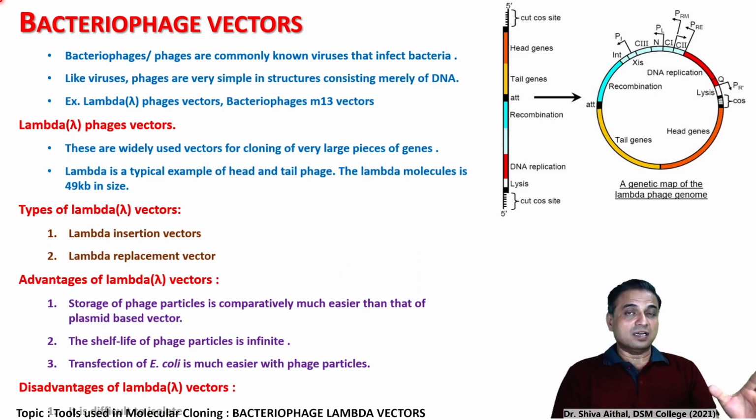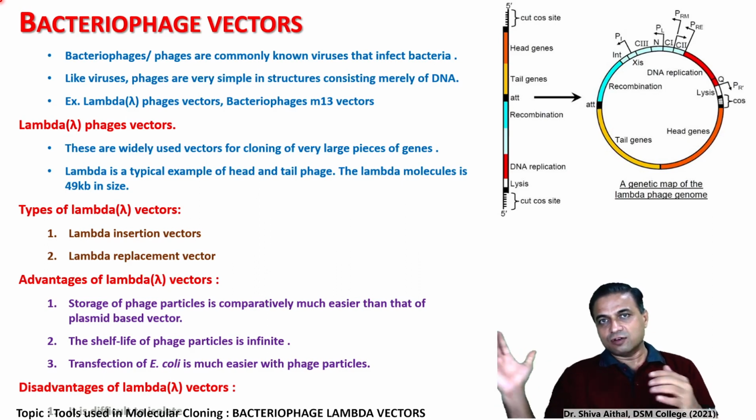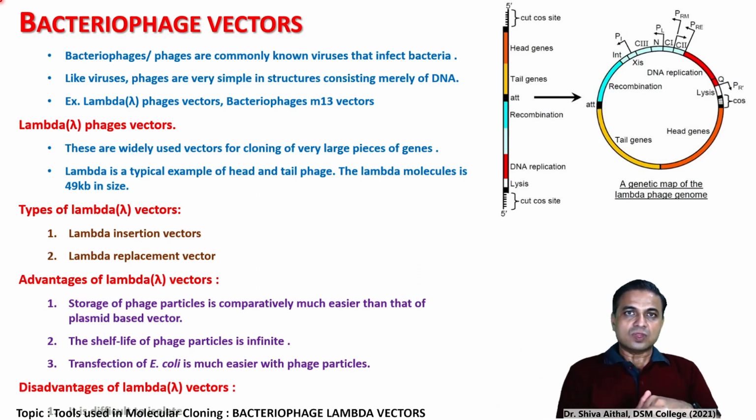Bacteriophage M13 is another very good competent vector which is used. Unfortunately, we don't have that in your curriculum, so I am not discussing it here to avoid the length of this video. So you can study that, as those who are interested in competitive examinations, you can study the bacteriophage M13 as a vector. They are also equally competent vectors, as examples of bacteriophage vectors.